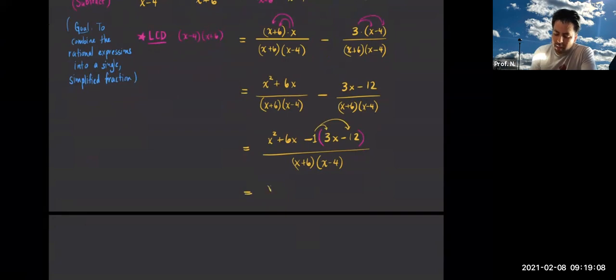So in reality, what we have is x squared plus 6x minus 3x plus 12 over x plus 6, x minus 4. Okay, and this becomes x squared plus 3x plus 12 all over x plus 6, x minus 4.